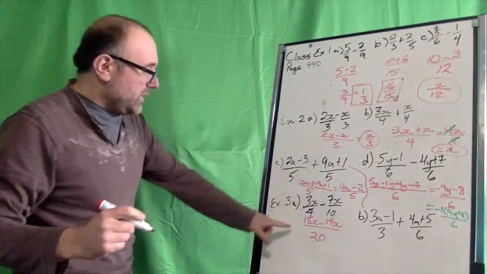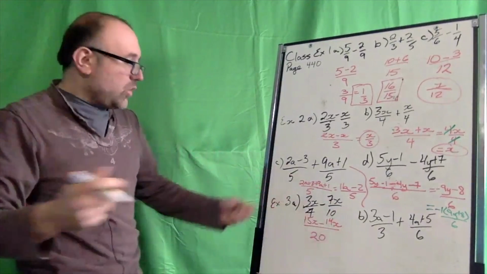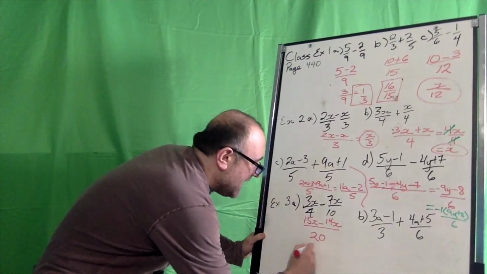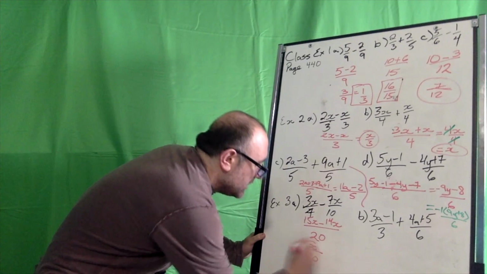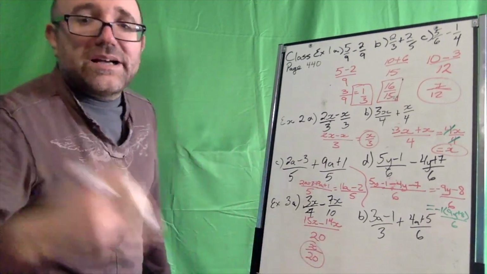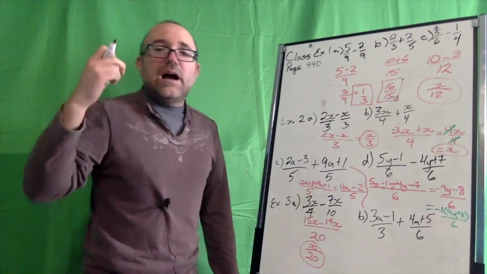What happens from here now? You could just collect like normal terms. You just get x over 20. There is no need to find the common denominator again because the denominator is still a constant.